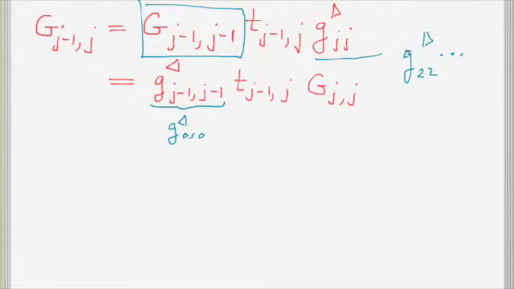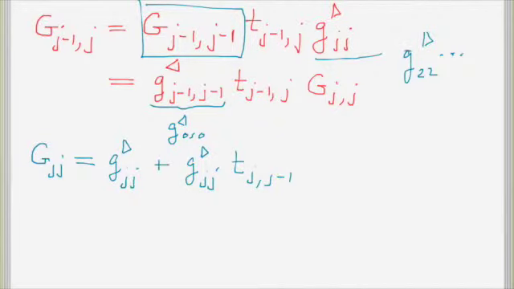And we finally get the equation that we actually implement, which is G, JJ, is equal to the right connected JJ, plus right connected JJ, T, J, J minus 1, big G, J minus 1, J minus 1, T, J minus 1 comma J, and the right connected JJ. Oh, yeah, that's it.